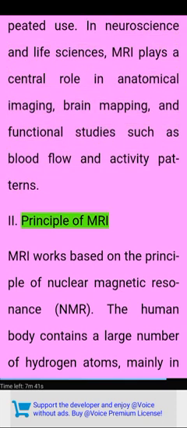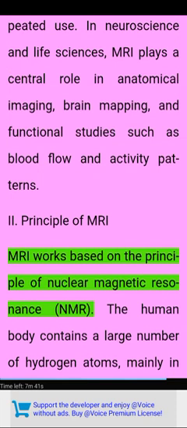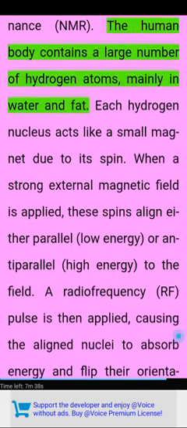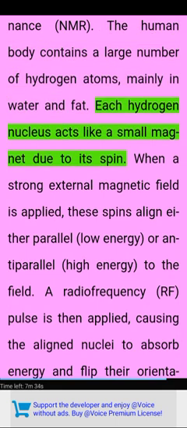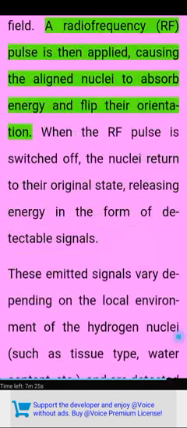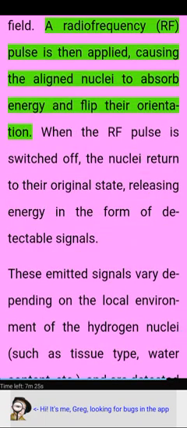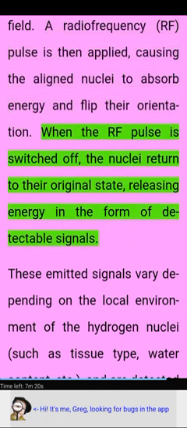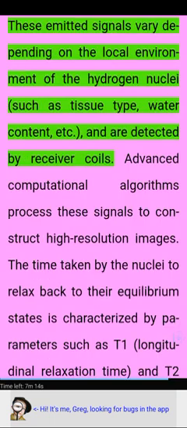2. Principle of MRI. MRI works based on the principle of nuclear magnetic resonance, NMR. The human body contains a large number of hydrogen atoms, mainly in water and fat. Each hydrogen nucleus acts like a small magnet due to its spin. When a strong external magnetic field is applied, these spins align either parallel (low energy) or anti-parallel (high energy) to the field. A radio frequency (RF) pulse is then applied, causing the aligned nuclei to absorb energy and flip their orientation. When the RF pulse is switched off, the nuclei return to their original state, releasing energy in the form of detectable signals. These emitted signals vary depending on the local environment of the hydrogen nuclei, such as tissue type and water content, and are detected by receiver coils.